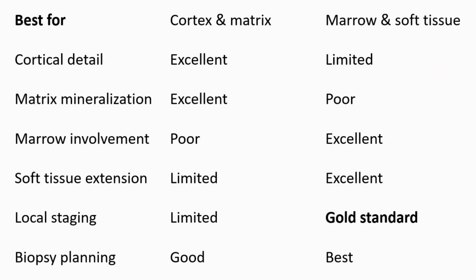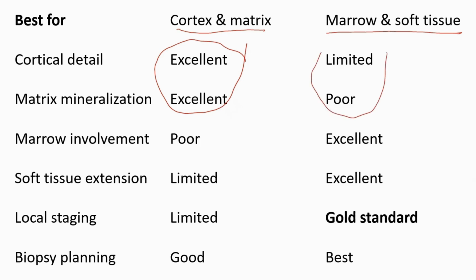In this table we can see that CT and MRI are good for the diagnosis of bone tumors. CT is best for cortical evaluation and matrix mineralization, whereas MRI is best for marrow and soft tissue evaluation or extension. Cortical detail and matrix mineralization are excellently seen in CT and poor in MRI, whereas marrow involvement and soft tissue extension are excellently seen in MRI and poor in CT.